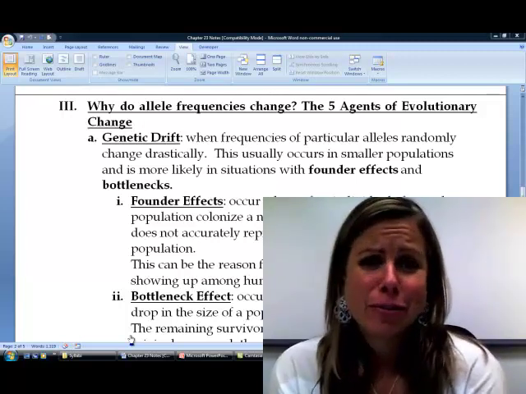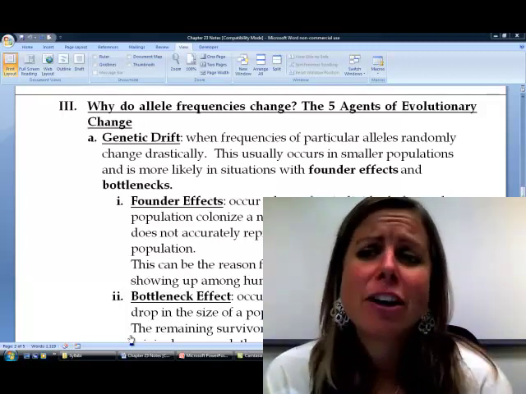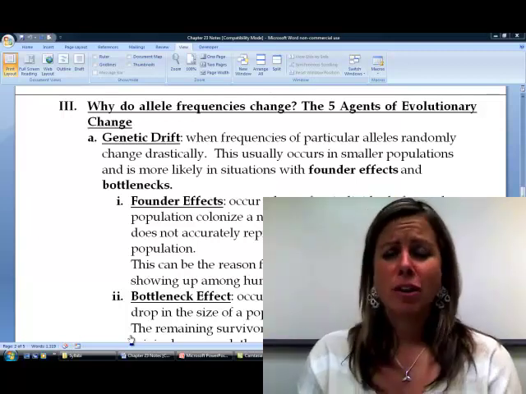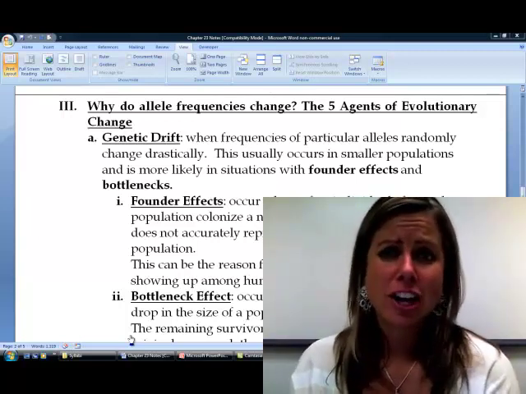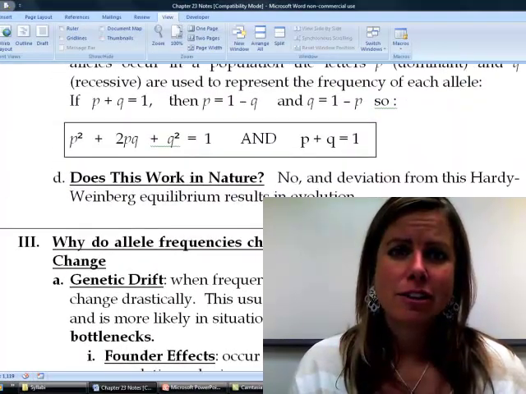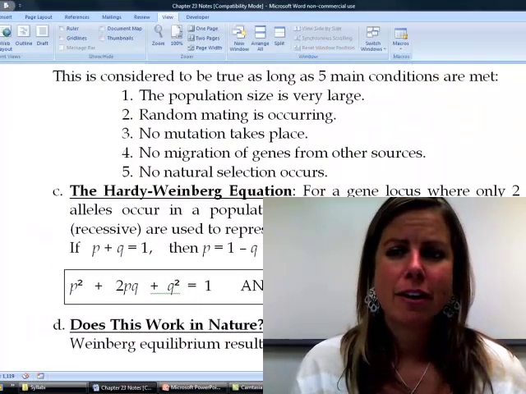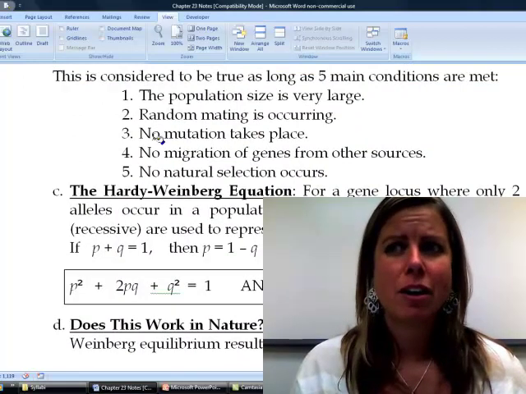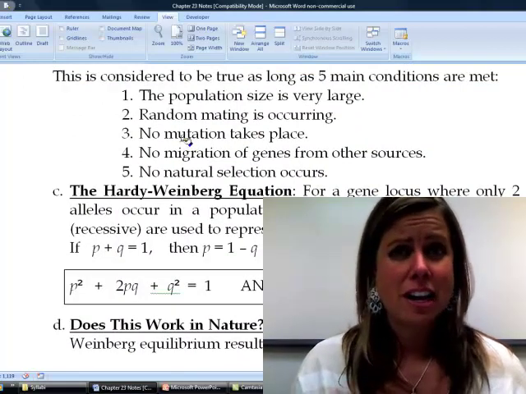So why do allele frequencies change? That's where we left off. So we're going to be going over what are called the 5 agents of evolutionary change. And if you look back in the notes here, you can see that there were those 5 conditions that had to be met in order for Hardy-Weinberg to work or stay in equilibrium.